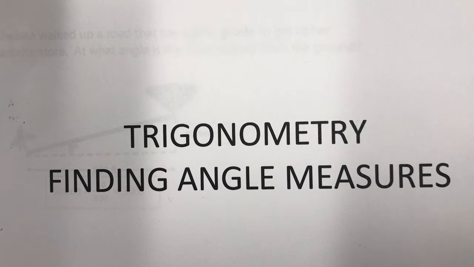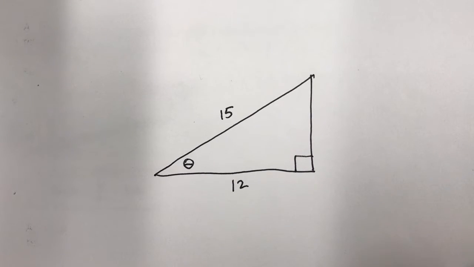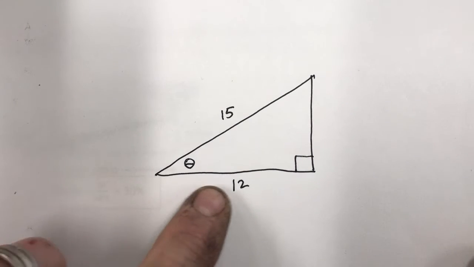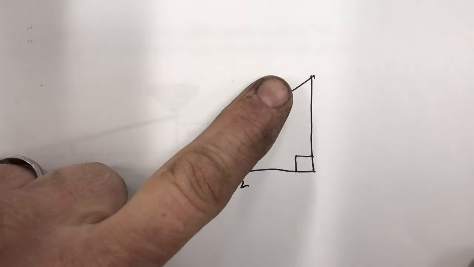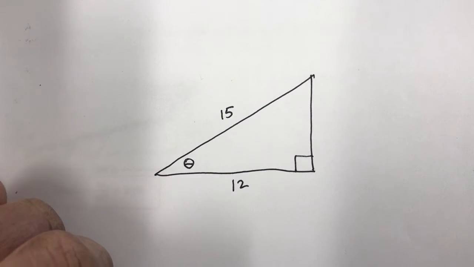All right, in this video, we're looking at right triangles and we're finding angle measures. Here's an example right here. In this triangle, we know that this side right here is 12. We know that this side is 15. We want to figure out what this angle is, theta.